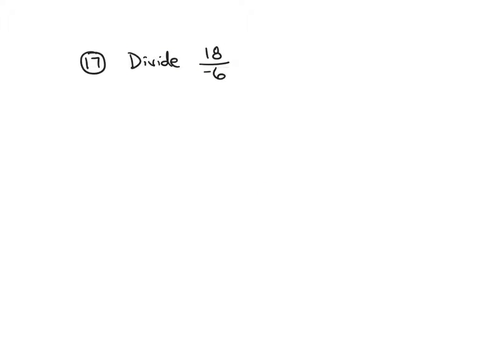In problem number 17, you are dividing 18 divided by negative 6. You just need to remember here, since the signs are different, one is a positive, one is a negative, my final answer has to be a negative. 18 divided by 6 gives me 3, but my answer has to be a negative 3 because I am dividing numbers that have different signs.